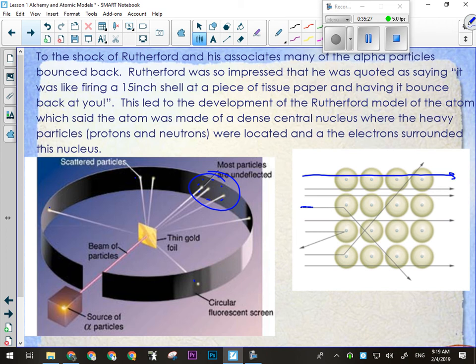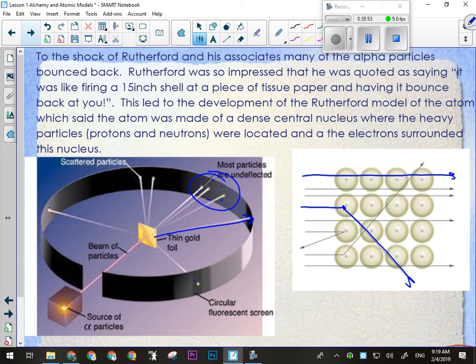But some of them would hit the nucleus of an atom, and that would deflect them off on a different path. So they would end up, let's say, over here instead of straight behind, right? This was shocking to Rutherford. He said it was like shooting an artillery shell at a sheet of paper and having it bounce back. He said it was amazing that some of these particles were actually hitting stuff, because he thought the nucleus of the atom was even smaller, okay?